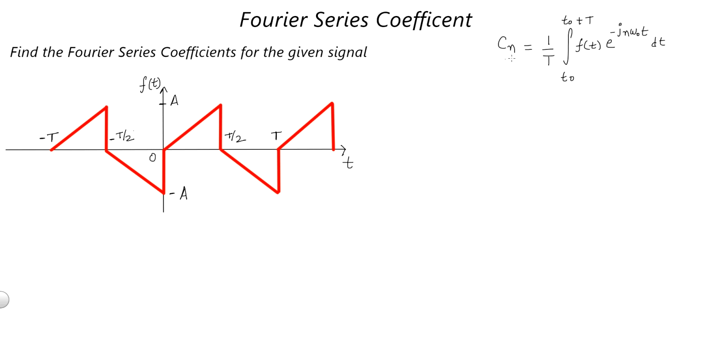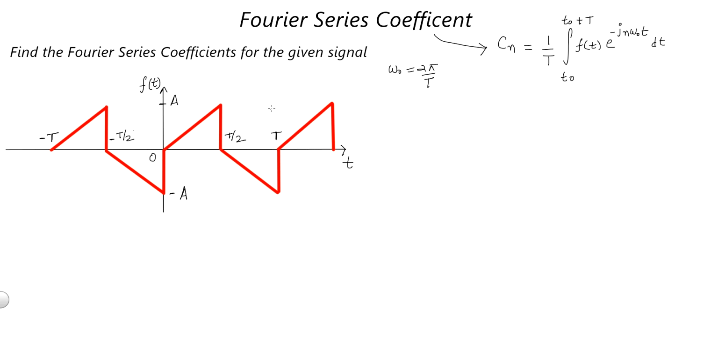Now in this formula, Cn denotes the Fourier series coefficient, capital T is the time period and omega naught is the fundamental frequency of the waveform, which is equal to omega naught equals 2 pi by capital T, that is the time period of that waveform, and f of t is the equation of this waveform. For any periodic waveform we need to put its equation in place of f of t.